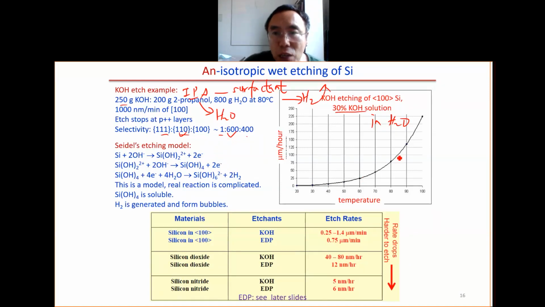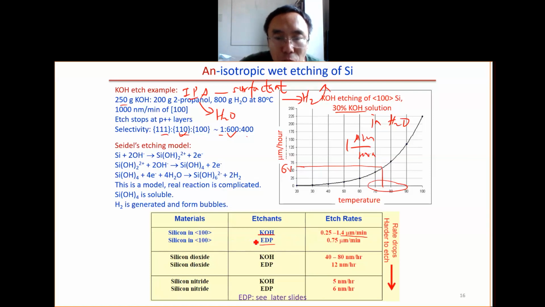So the etching rate goes up with the temperature. Typically we do the etching at those temperatures. If you look at here, at this 60, we get about 60 micrometers per hour. That is 1 micrometer per minute. So for silicon, when we use KOH, it's about 1 micrometer per minute at this condition.